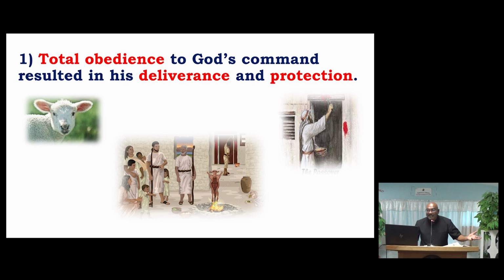On the 10th day, they had to select the lamb or goat. It was 1 year old. It couldn't be 2. It couldn't be 3-year-old. It had to be without defect. I couldn't say, well, this one just has a mark on the back leg, I could use it. It had to be one without defect. There was no latitude in the specifications that God outlined.